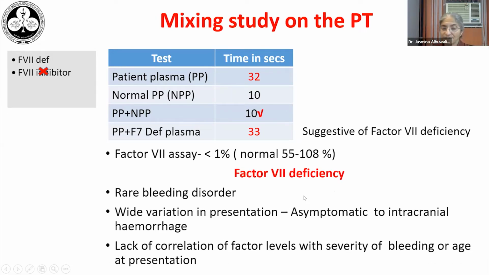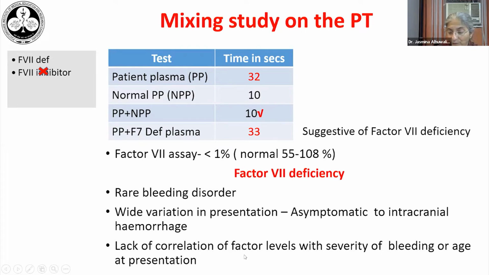And factor VII deficiency is a rare bleeding disorder, but amongst the rare bleeding disorders, this seems to be the most common one encountered. It has a very wide variation in presentation. It may range from asymptomatic to very severe intracranial hemorrhage, like happened in this child. But most of our patients we see are being investigated for other things and are found to have a prolonged APTT, and then we find that they have a factor VII deficiency, which is asymptomatic.